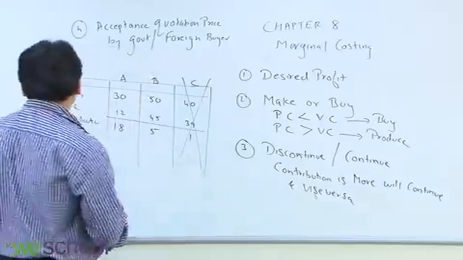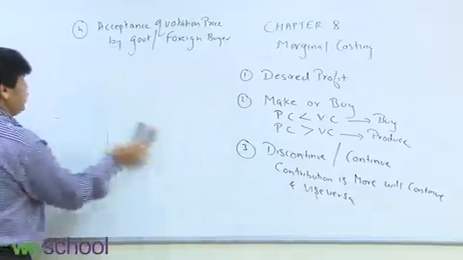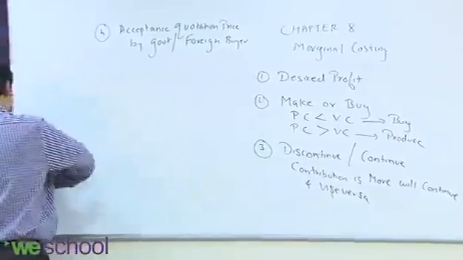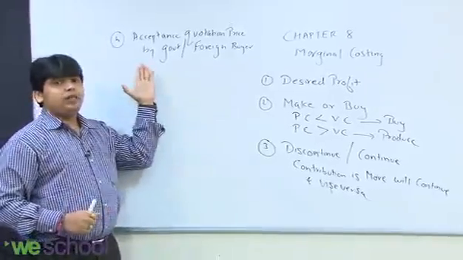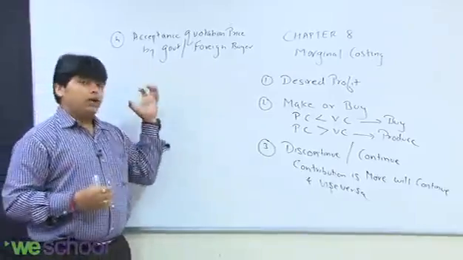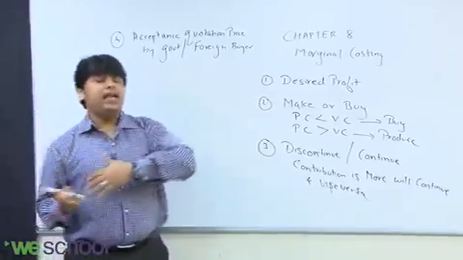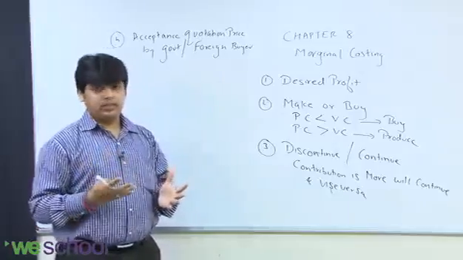Now move on to the last factor which is there in your portion, that is whether to accept the government quotation price or foreign buyer price. See, what is a government quotation? Government asks you to give some price so that the government takes the goods and exports them to the foreign market or to the foreign buyers, right?